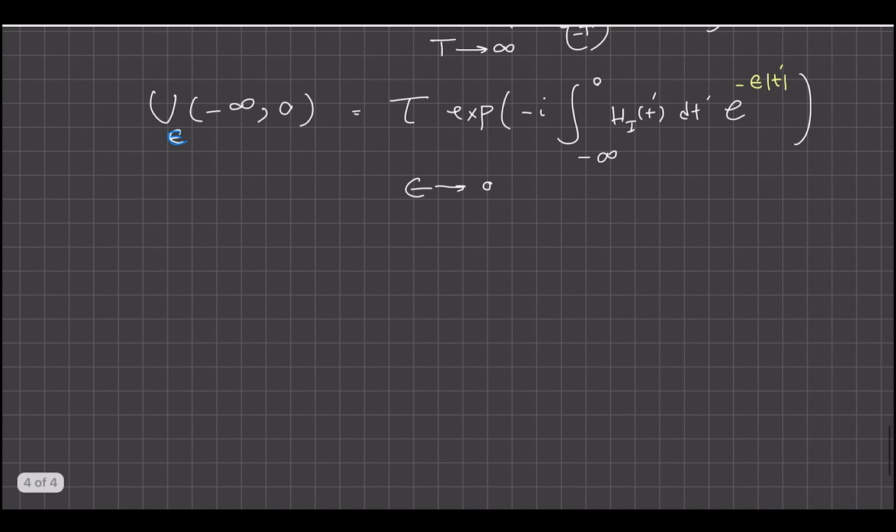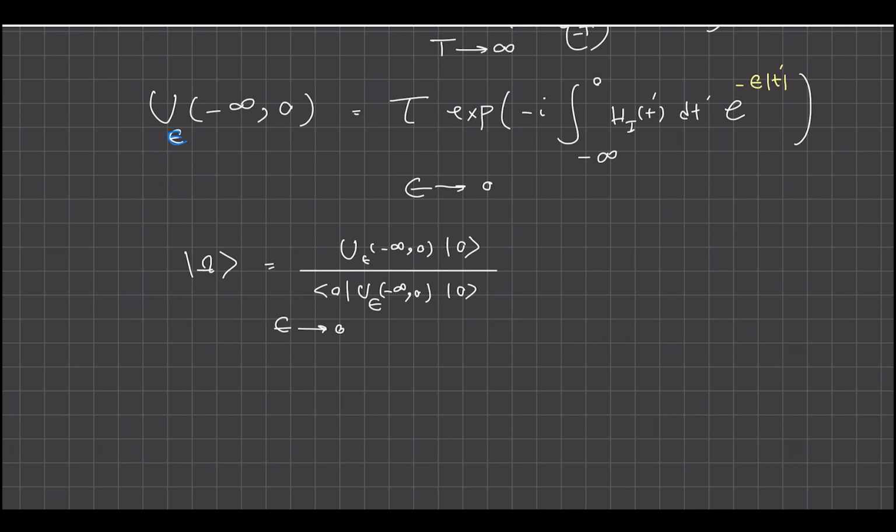So we can redefine the state omega as U_epsilon from minus infinity to 0 acting on the state 0, divided by the expectation value of it, and then you take the limit of epsilon to 0. And that is somehow more intuitive, to say that I want to take a limit to 0 instead of taking a limit to infinity. And you can probably guess why.